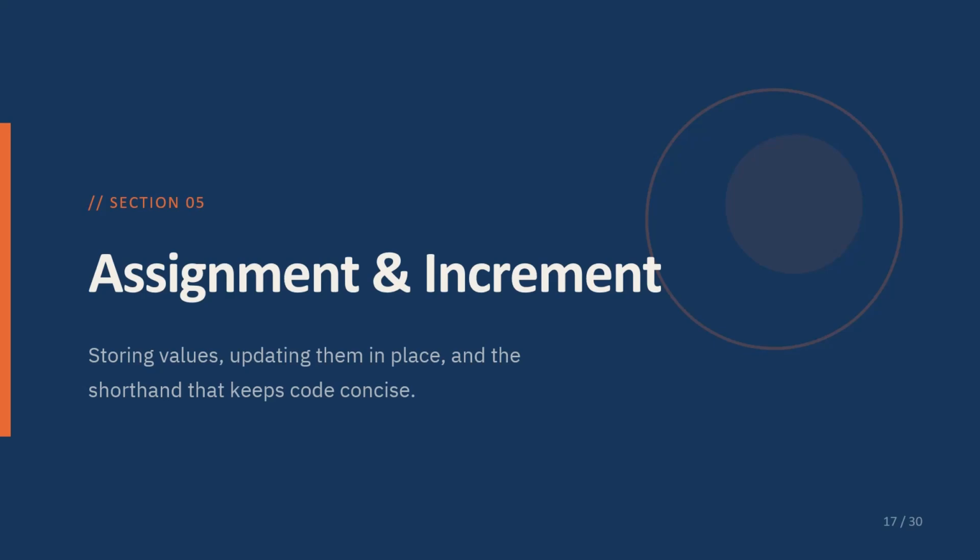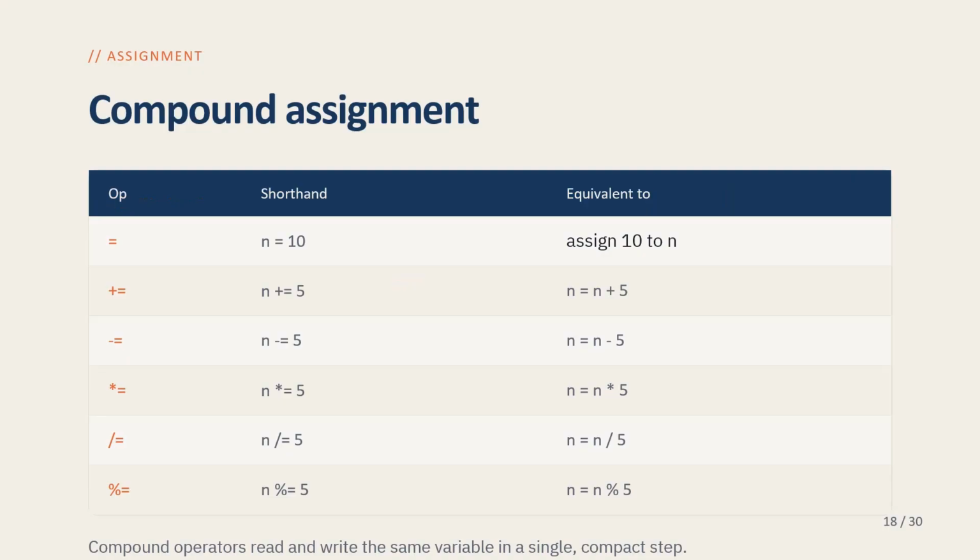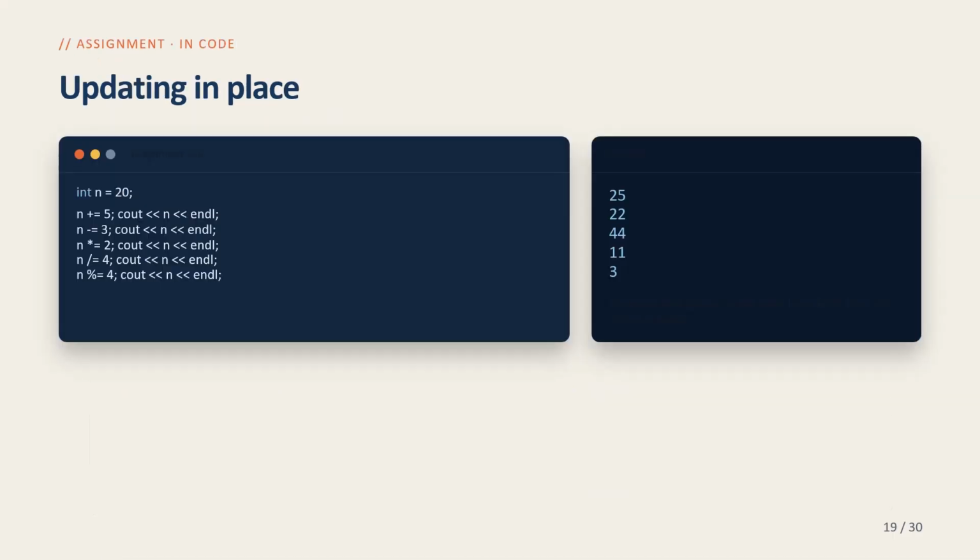Next comes the assignment and increment operators. There are various compound assignment operators used, which are equal to, plus equal to, minus equal to. All these are the various compound assignment operators, followed by the shortened forms and equivalent expansions and examples here.